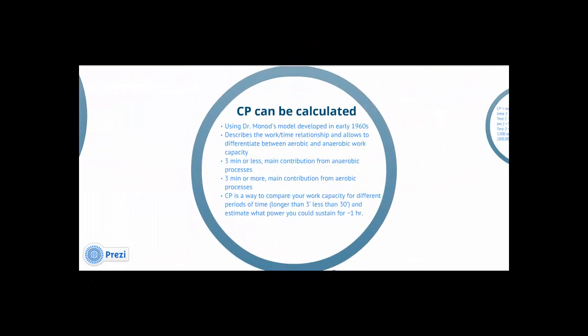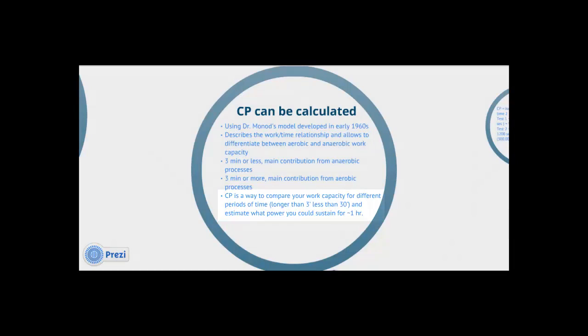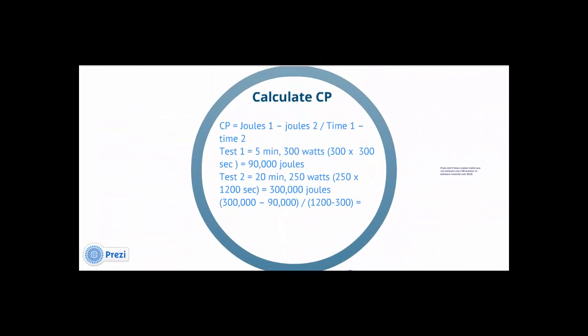CP can be calculated using Dr. Monod's model, which describes the work-time relationship to differentiate between aerobic and anaerobic work capacity. In simple terms, it's a way to compare your work capacity for different periods of time, anything longer than 3 minutes and shorter than 30 minutes, and use these results to estimate the power or speed you could roughly sustain for around 1 hour. To estimate it, you can use a formula. I won't go into detail, but basically you need a power meter and do at least a few tests of different durations, a shorter and a longer one. We use a 5 and a 20-minute test, and with the numbers we estimate your critical power.